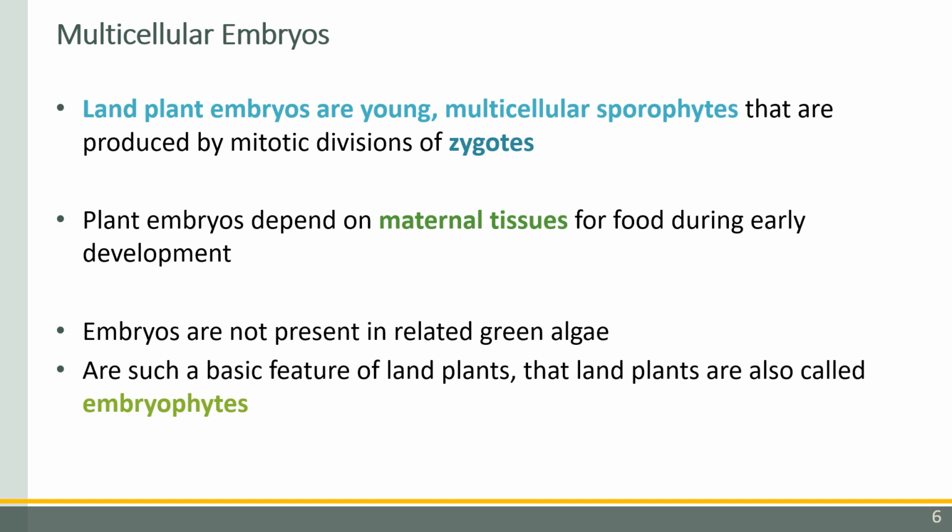So this is different because embryos were not present in those green algae, but all land plants have these embryos, and because they are important and because all land plants have them, land plants are actually called embryophytes. Just means plants with a little embryo. So embryo plant. The plants have a little embryo.